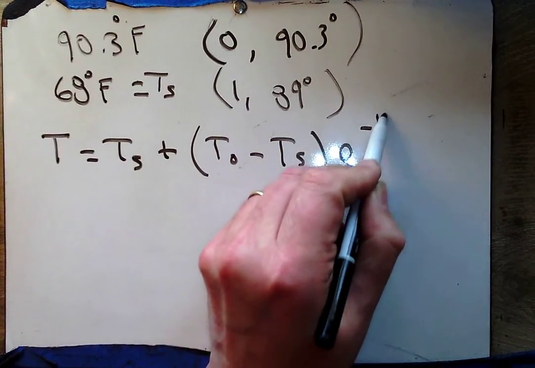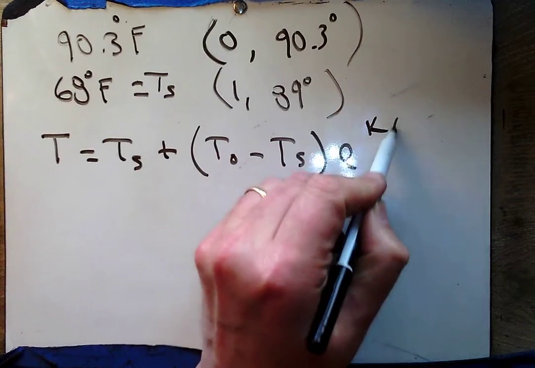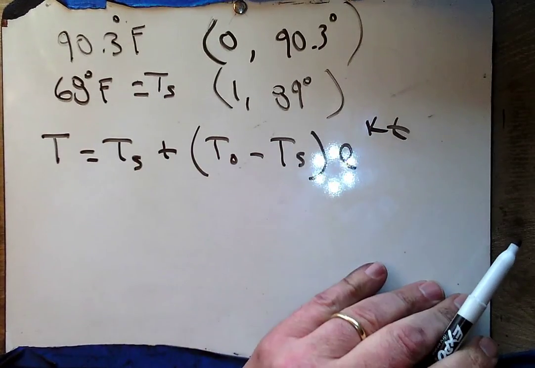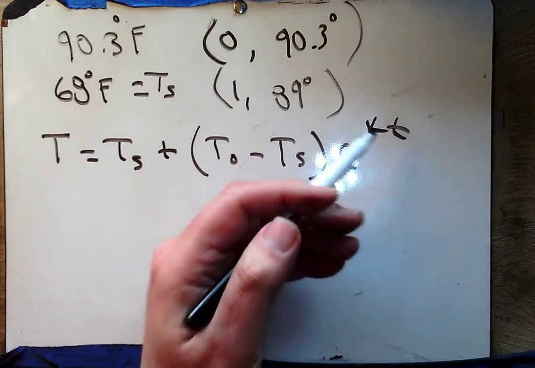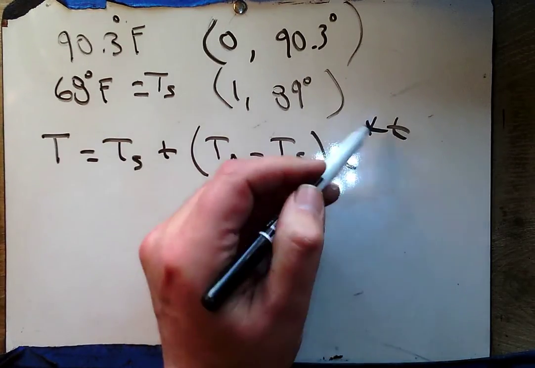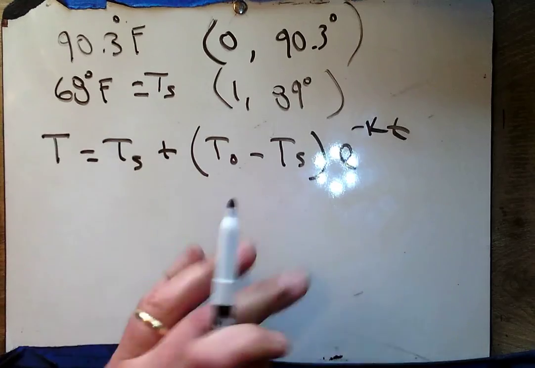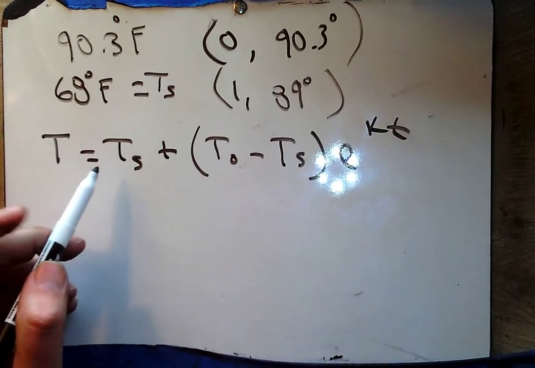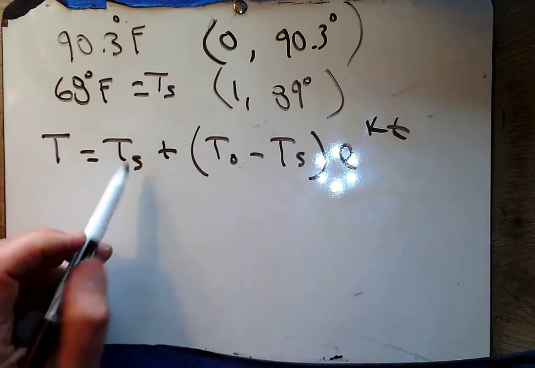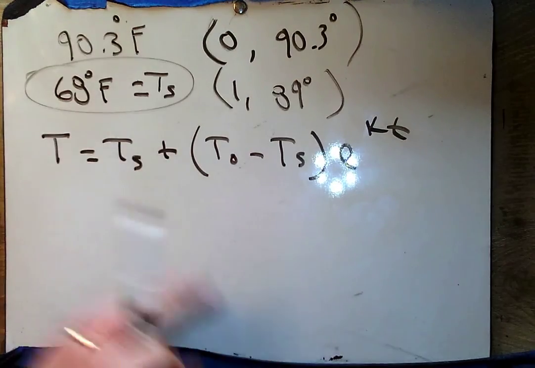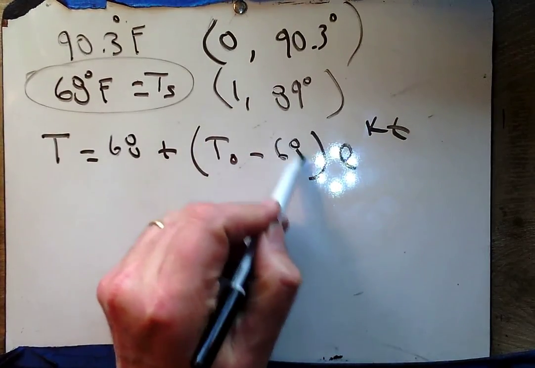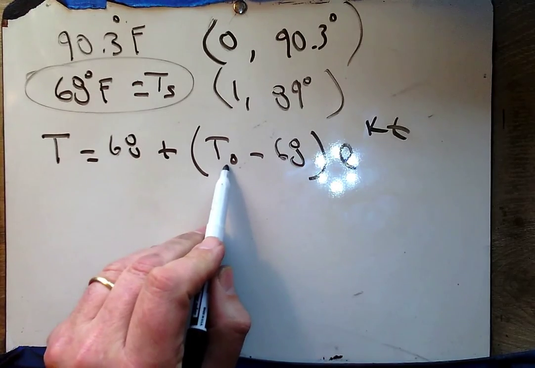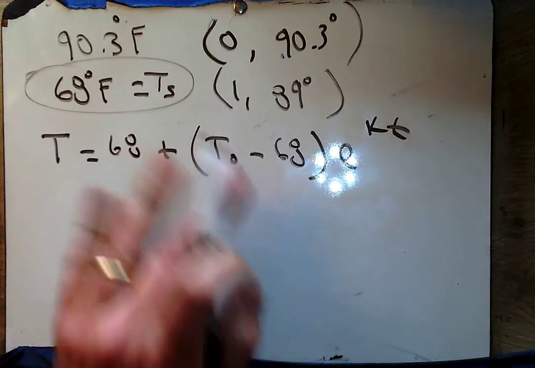E to the kt. It doesn't matter if there's a minus there or not, because k is a number. And when I plug stuff in, I'm going to get a number. All right, I'll put the minus. Oh, but really, I don't need to have that minus there. All right, so what do we know? Well, we know the temperature of the surroundings. 68, 68. At time equals 0, what was the temperature? Ooh, 90.3.